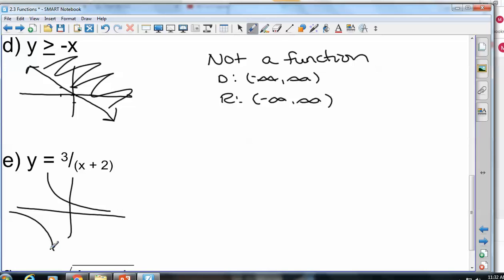You're getting something like this. This looks like it's turning vertical, but it never actually does become a vertical line. It's just very slowly spreading out. So, is this one a function? Does it pass the vertical line test? Yes, it will.